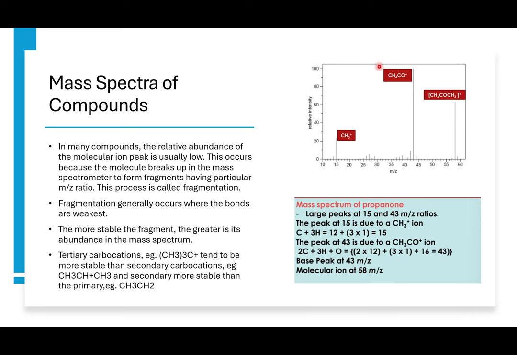If you look at this mass spectrum of propanone, we can see the different types of ions that are produced here. So the large peaks at 15 and 43, those mass charge ratios, are present here. The peak at 15 is due to the methyl ion here. And then the peak at 43 is due to this ion present, the CH3CO ion. The base peak is 43 and the molecular ion peak is 58. So you can see this molecular ion peak over here.